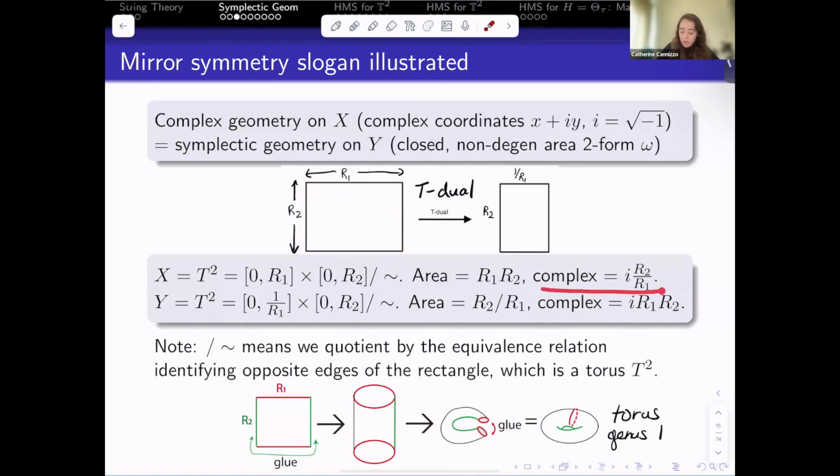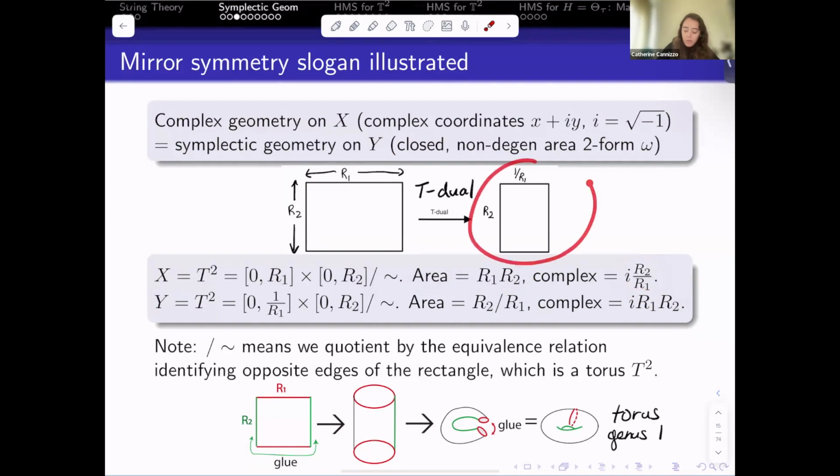The complex geometry encodes what happens when we multiply by i. So this is rotation by 90 degrees. There's a scaling that happens. Length R1 goes to length R2. So we're multiplying by R2 divided by R1. So symplectically, the quantity on the first one is R1 times R2. The complex geometry is R2 divided by R1.